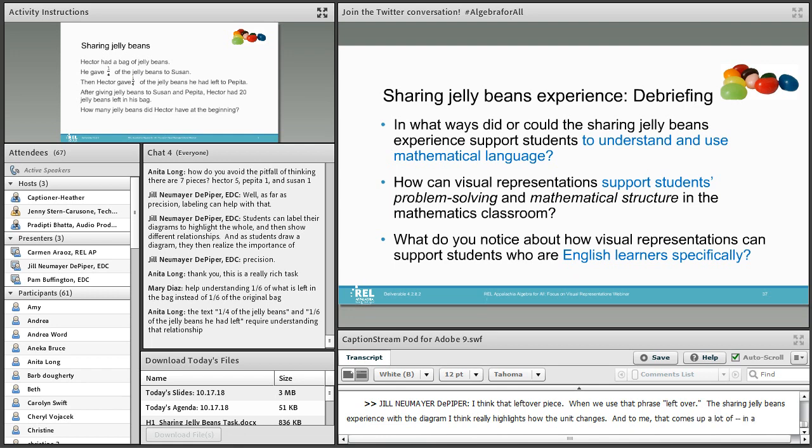And to me, that comes up in a lot of algebra problems, where we want students to see that. And that's a really complicated phrase, left over, or, you know, of what he had left. That has some linguistic complexity in it that I think students can really benefit from a diagram to see. And I think that showing the task with three reads, as well as even acting it out with some jelly beans, can help that. And then I think the diagram helps that too.